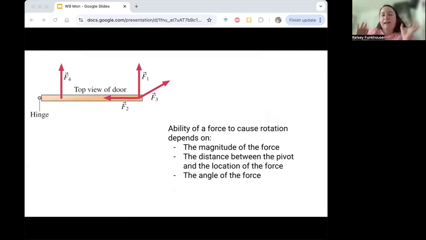So if you didn't want to get up and try it on the door, you can also use whatever you're writing with. So it's clear that forces 1, 3, and 4 will potentially cause rotation, although forces 1 and 3 will do a better job than force 4. But force 2 is not going to cause rotation. And again, you can test that with your pencil or what have you.